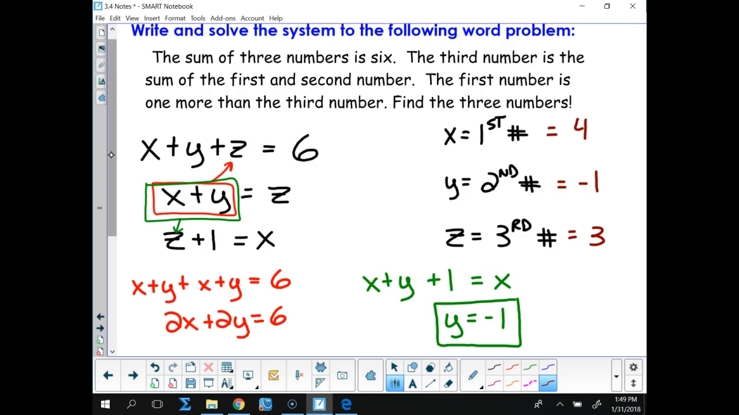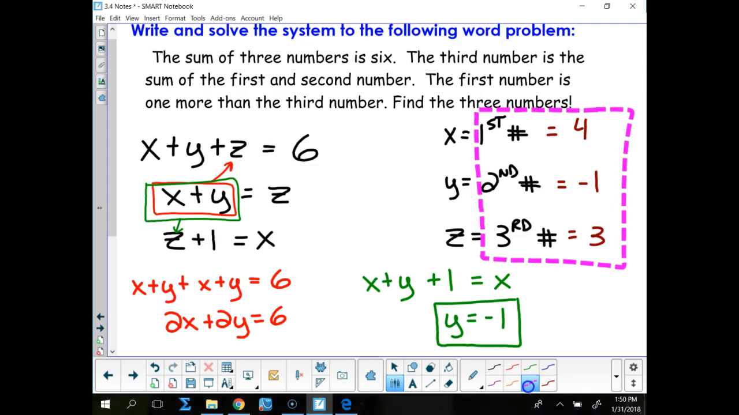The first number is 1 more than the third number. 3 plus 1 is 4. 4 is equal to 4. The order of the numbers matters. Okay? So the order here of the numbers matters, because if they're in a different order, it's a whole different ball game. Okay?